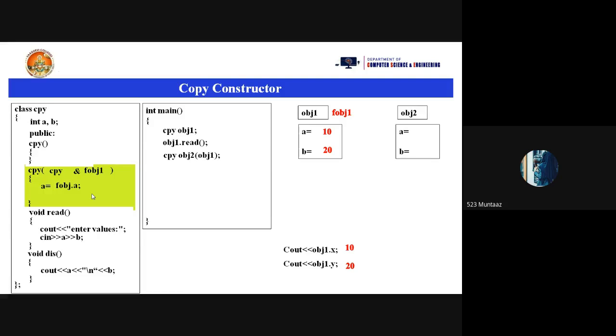B is equal to FOBJ dot B. Now, when you write these statements, the value of FOBJ's data member A, which is 10, will be assigned to OBJ2, and OBJ1's B value, 20, will be assigned to OBJ2's B. So like this, we can copy the values of one object into the other object.